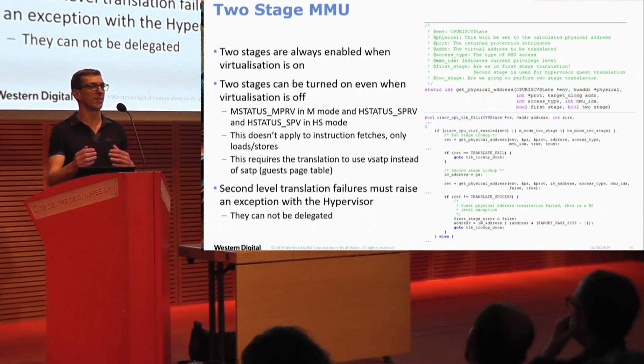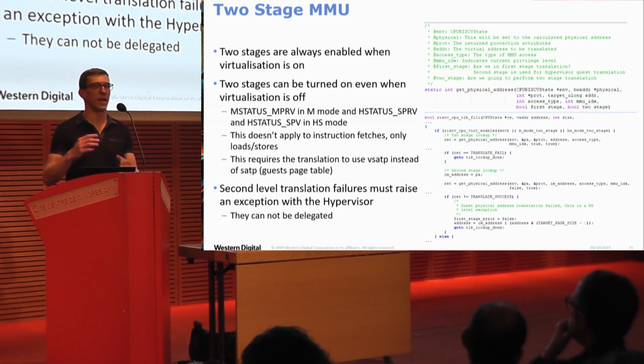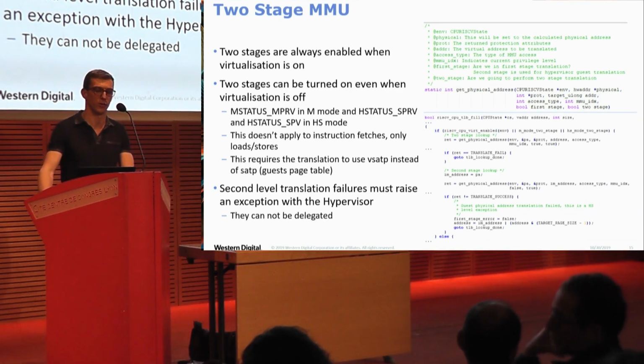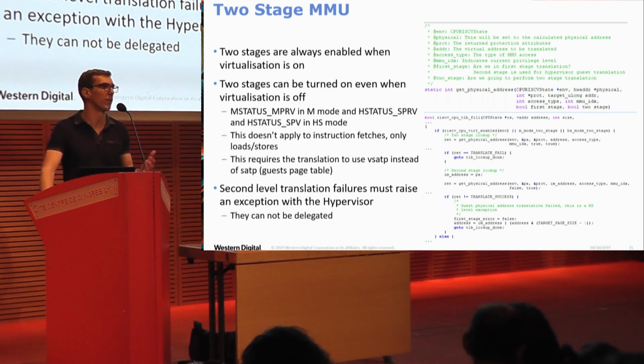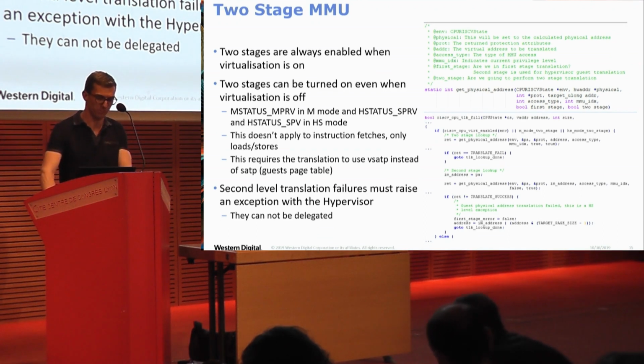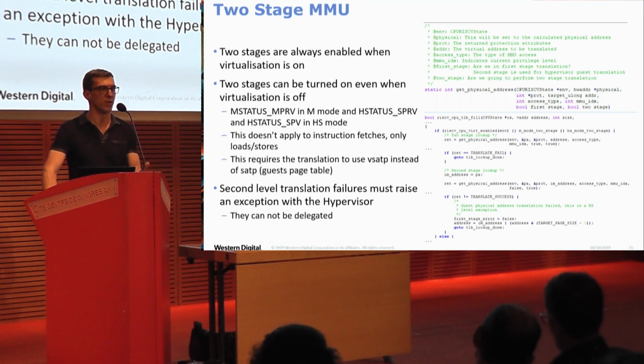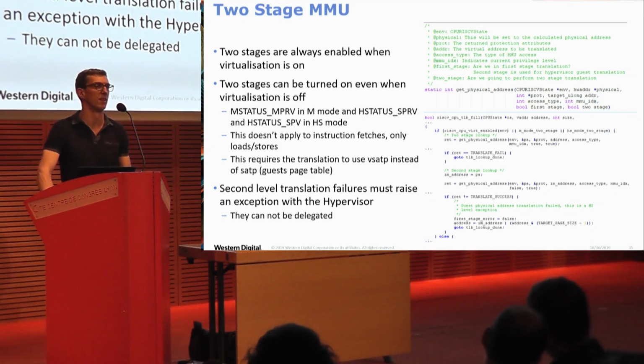So there are all these things you have to keep track of, depending on how you're accessing it and what you're trying to do. And there's not really any way to avoid this. You just have to kind of keep an eye on it. And like I said, the second stage translations have to trap back to the hypervisor. So that's something else you have to keep an eye on.